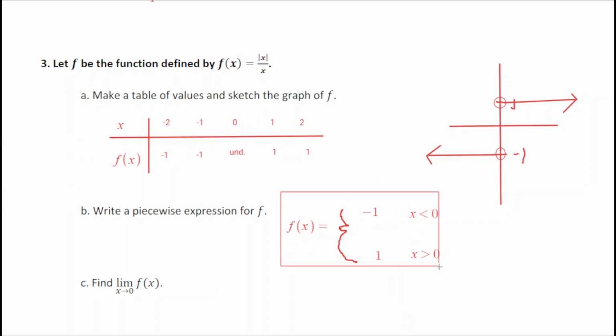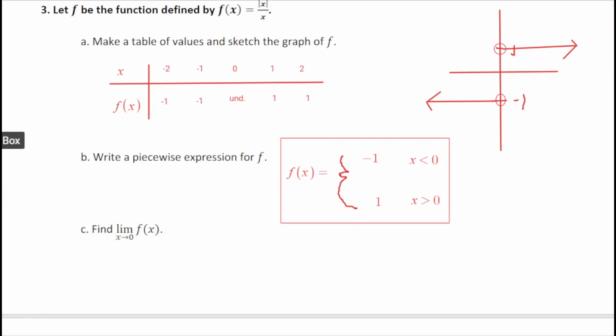Now if I want the limit as x approaches 0, we have a problem because the left-hand limit is -1, the right-hand limit is +1. It's not continuous here, but we do have a break. We got a little jump in the graph, so this one is just not going to exist.